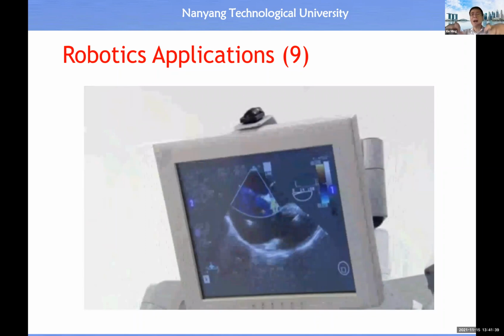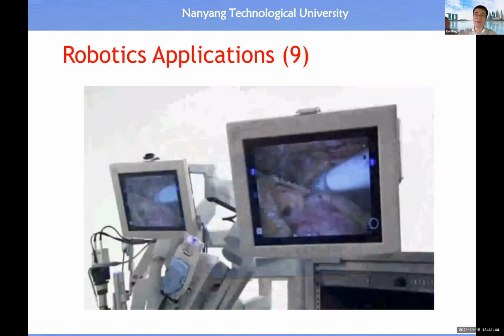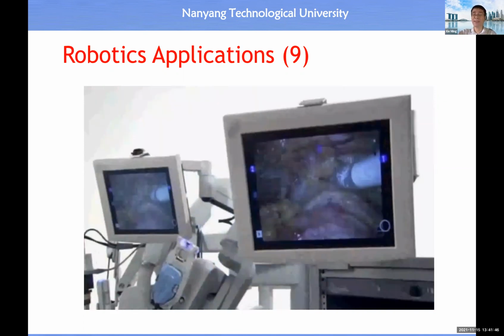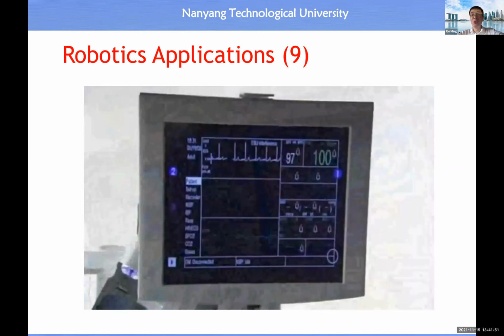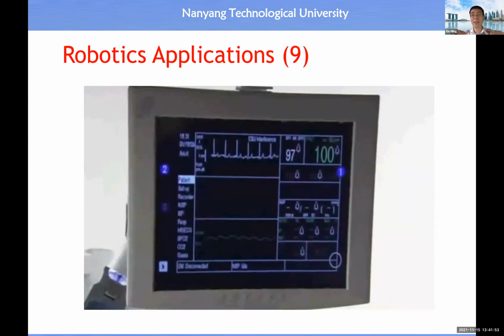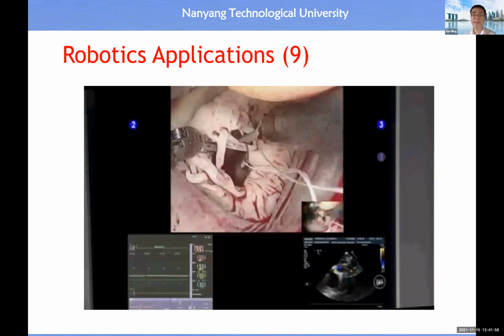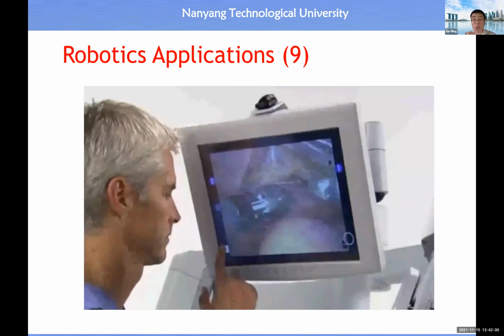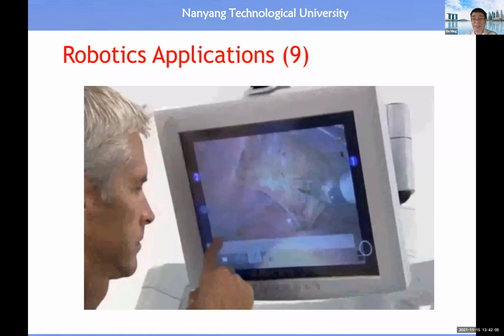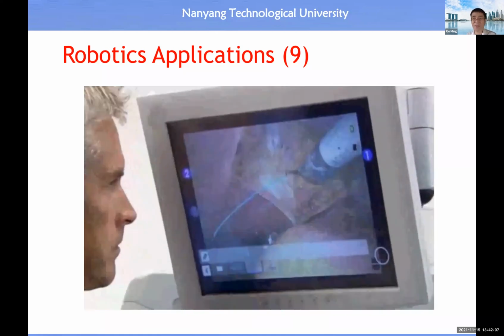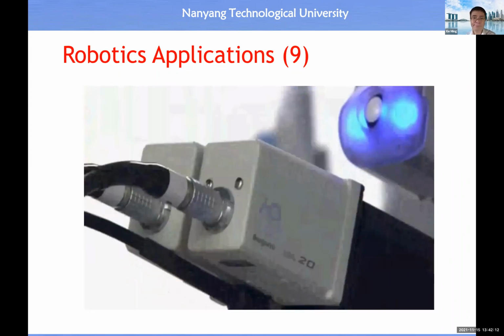Among these 4 arms, one of them will serve as an eye, another of them will serve as a lighting, or 2 of them will serve as 2 eyes, and another pair will serve as a dual arm. Okay, and here you see the real picture, taken from inside of a patient's body.